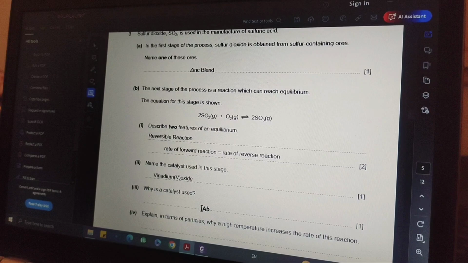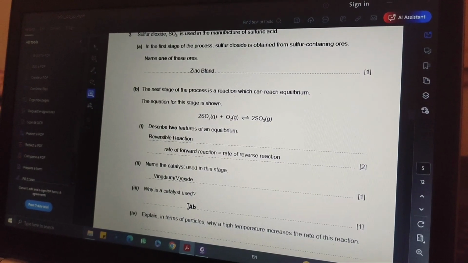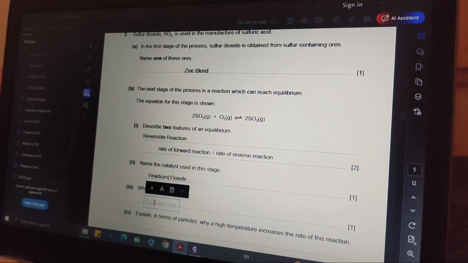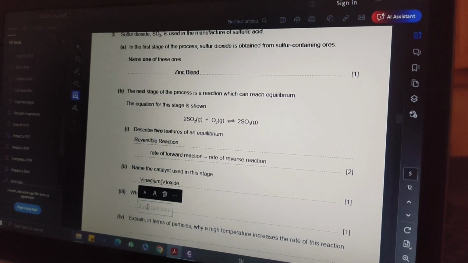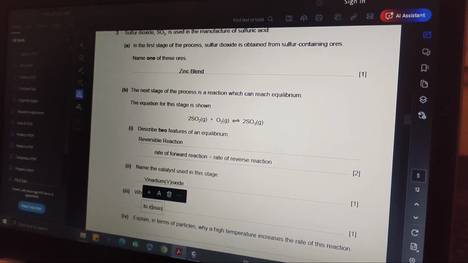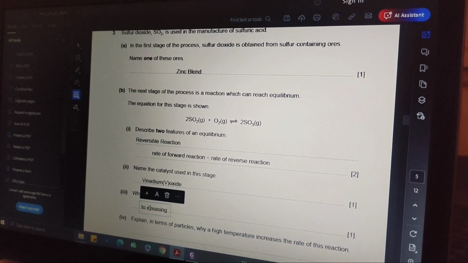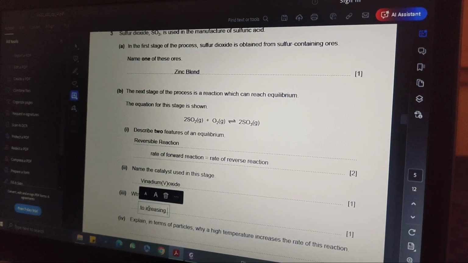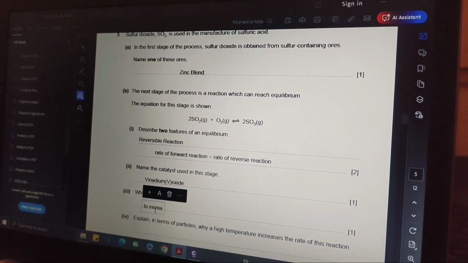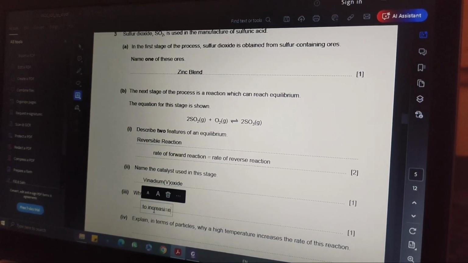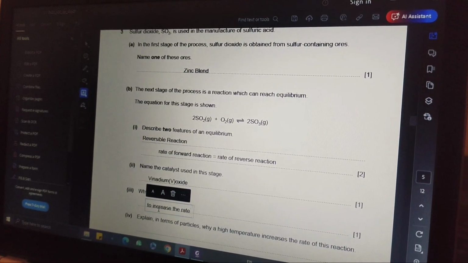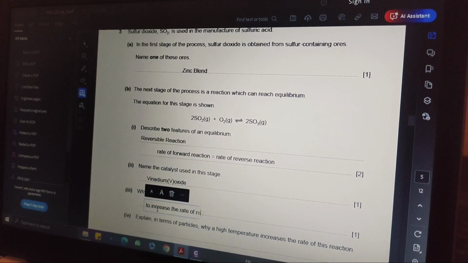So why is the catalyst used? Obviously to increase the rate of reaction. So we use a catalyst for increasing the rate of reaction. How does the catalyst increase the rate of reaction? By lowering the activation energy and by providing an alternate path for the reaction to increase the rate of reaction.